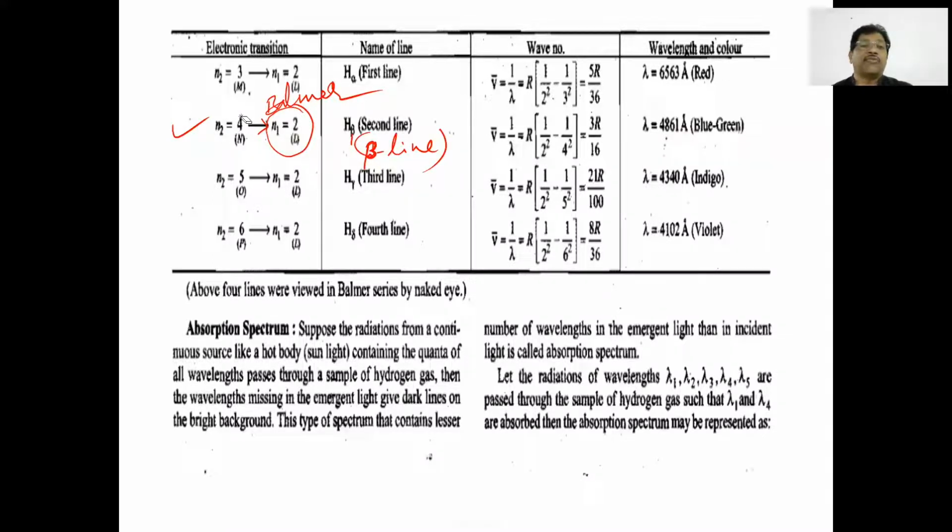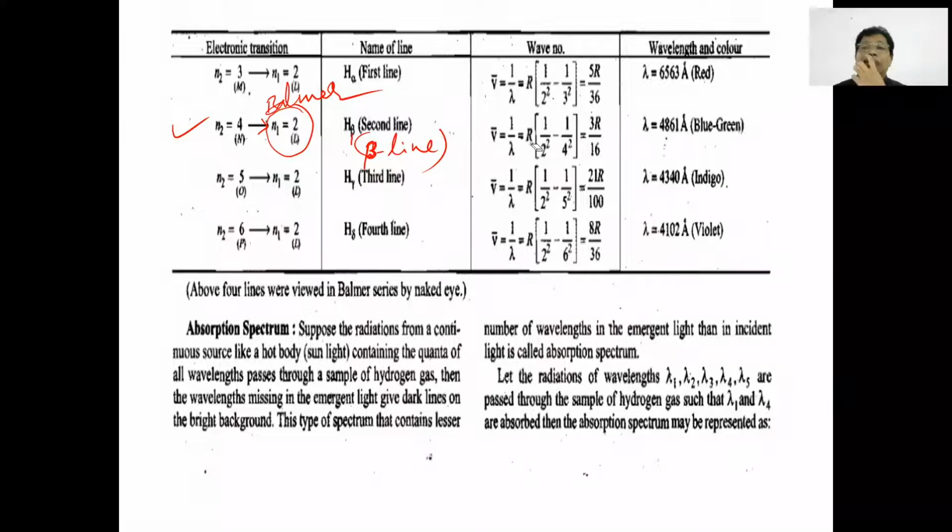In this case, the electron is coming from which orbit? From the fourth orbit. If the electron is coming from third orbit to second orbit, we get the first line, which appears in red color. If the electron jumps from fourth orbit to second orbit, it will be the second line of Balmer series of hydrogen, which appears in which color? Bluish green. Bluish green means in between blue and green. This wavelength will be in between the blue color wavelength and green color wavelength. That's why the lambda of the second line is closer to the value in between the wavelengths of blue and green.